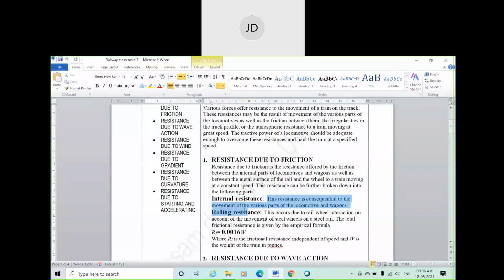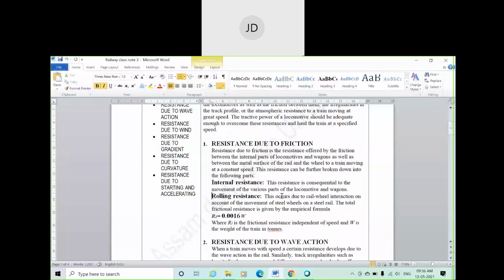Okay, that means the internal resistance depends on the movement of the various parts of the locomotive and wagon. Fine. And the rolling resistance, basically, is due to the rail-wheel interaction on account of the movement of the steel wheel on a steel rail, where both are made of steel.